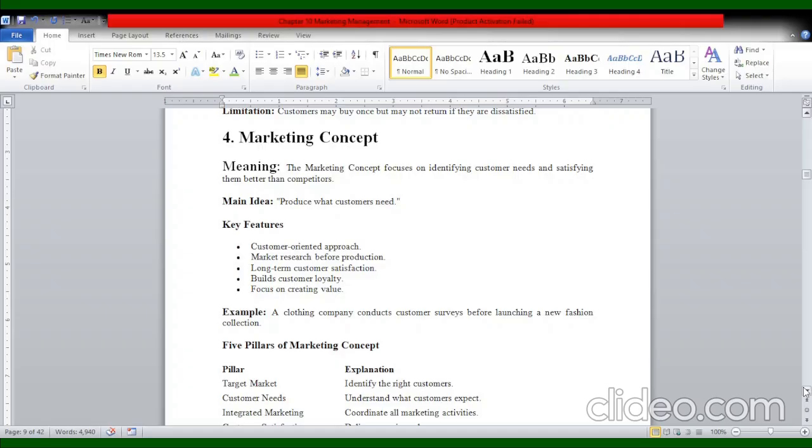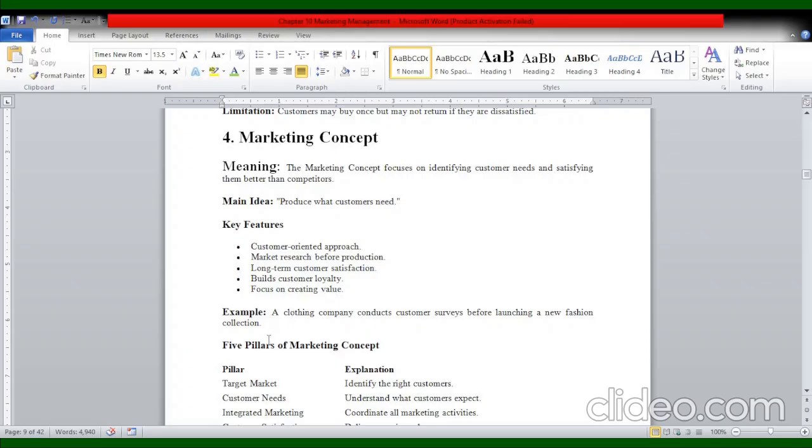It's a long-term customer satisfaction relationship kind of concept, because you have to maintain a long-term relationship with the customer. You are maintaining your relation with your existing or prospective customers. You will build customer loyalty by giving them quality and performance and your product with great value. And last, you will focus on creating value. This is a more important point.